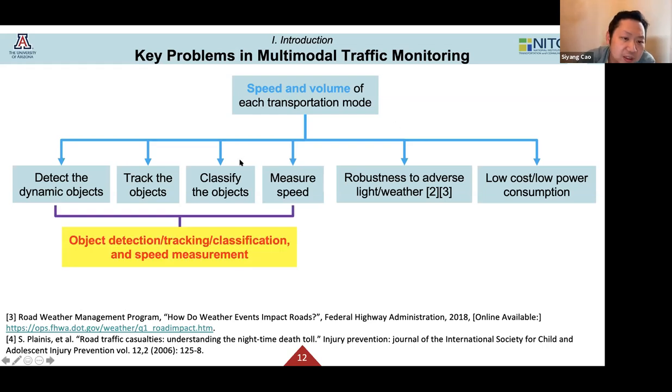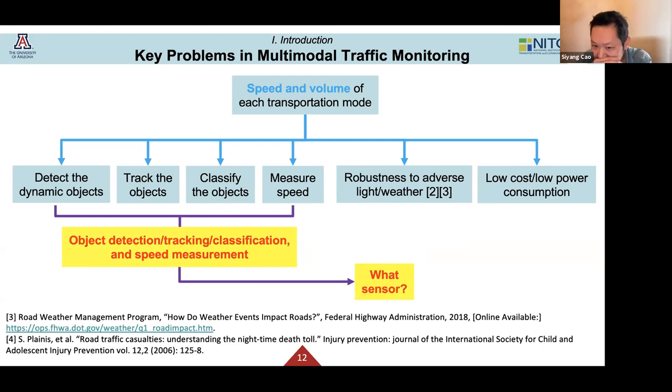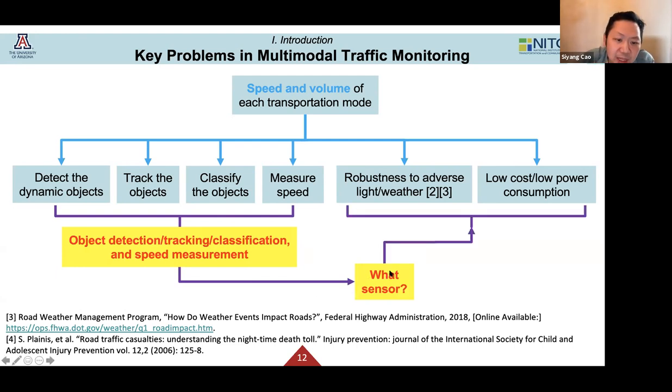So for the first four tasks, detection, tracking, classification, and measuring speed, we probably need to think about what sensor we can use. And according to the sensor, we can try to determine if it's robust to adverse weather, and if it's low cost and low power consumption.